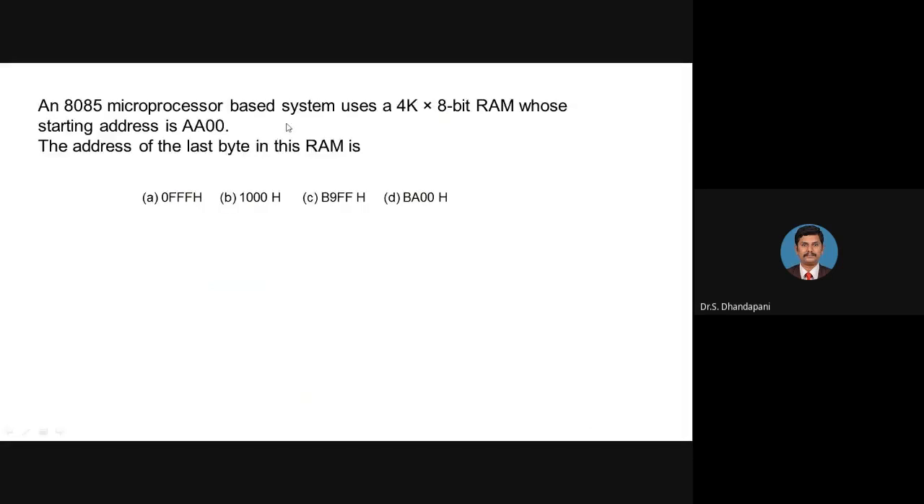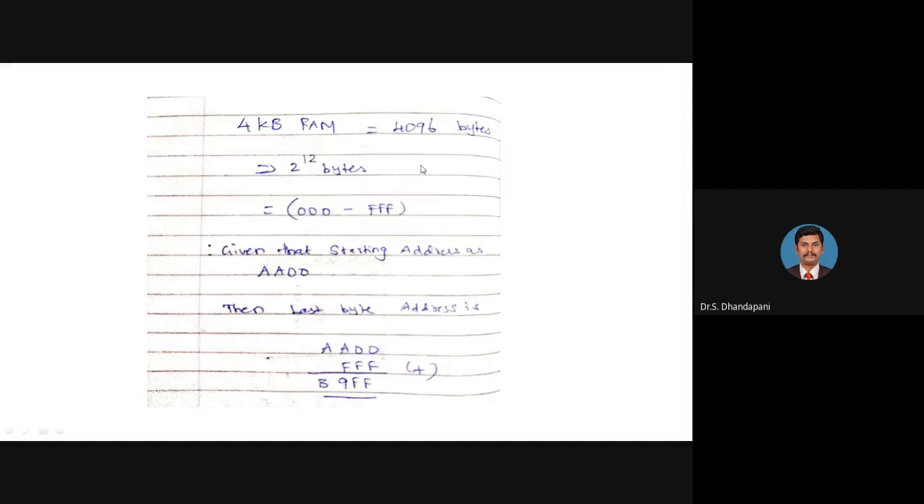So the question is, the starting address is AA00. The size of memory is 4 KB. The answer we want to find is the address of the last byte of the memory. So we take the starting address AA00. The number of bytes available in the 4 KB memory is 4096 in decimal, which is triple F in hexadecimal. After adding, we are getting B9FF. So the address of the last byte of the memory is B9FF.